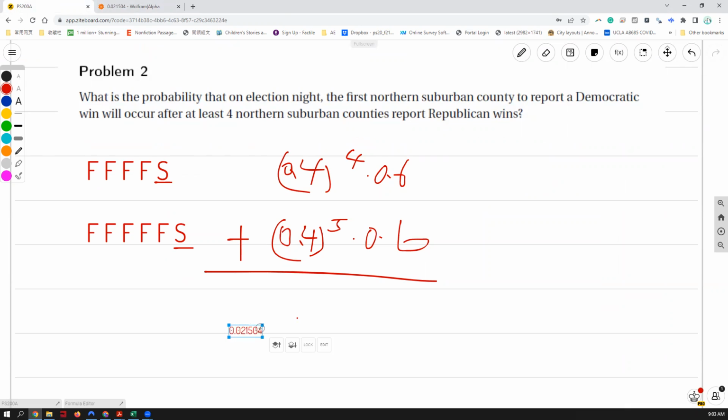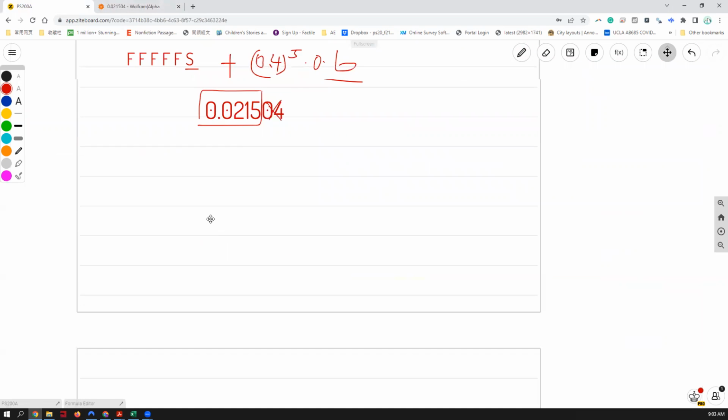Again, rounding it to perhaps 4 decimals, then we can drop the last 2. So this is our answer for problem 2. Okay. All right, number 3.